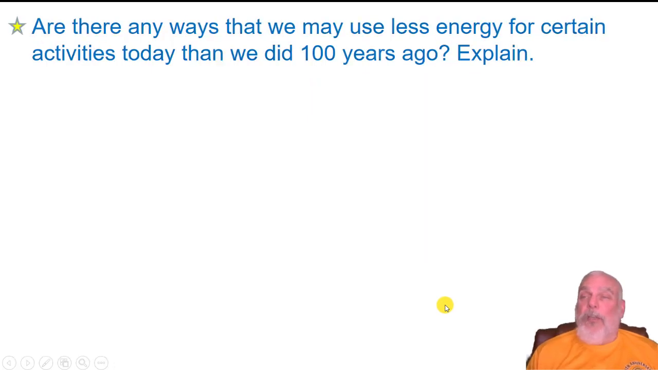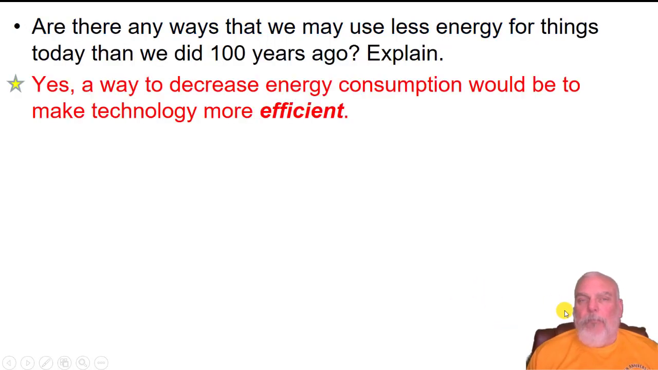Now, are there any ways that we may use less energy for certain activities today than we did 100 years ago? And then explain your answer. Think about that for a moment. So yes, we can use less energy nowadays than we did in the past. And a way to do that would be to make our technology, to make our machines more efficient so they don't waste as much energy.